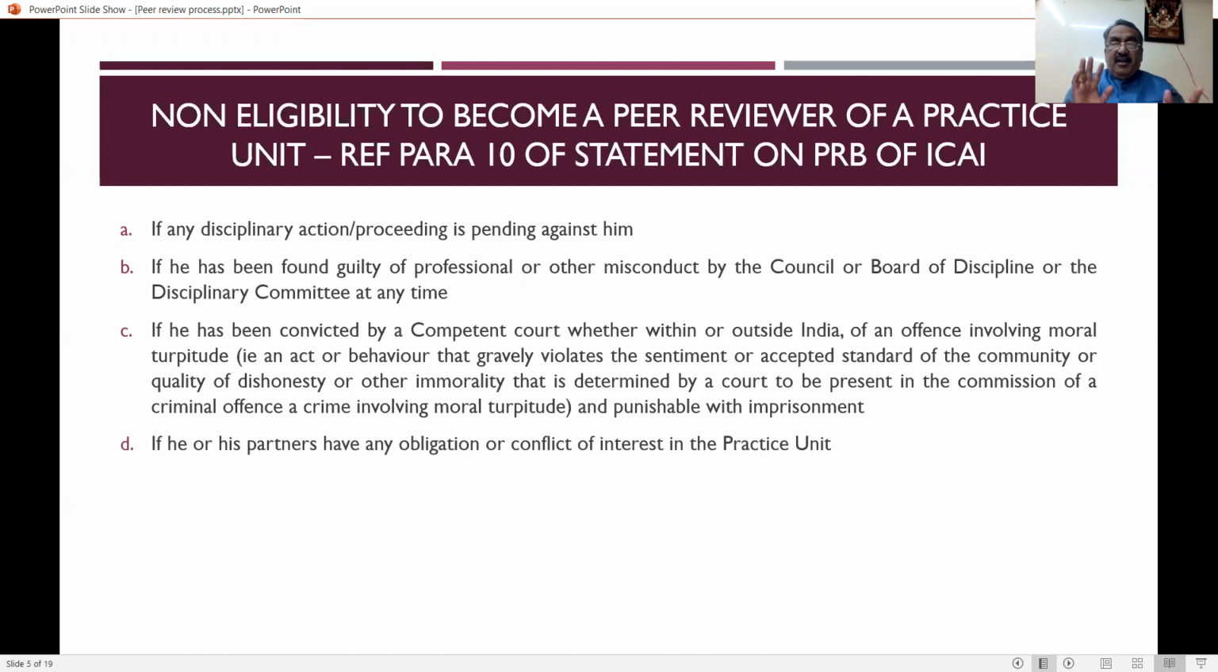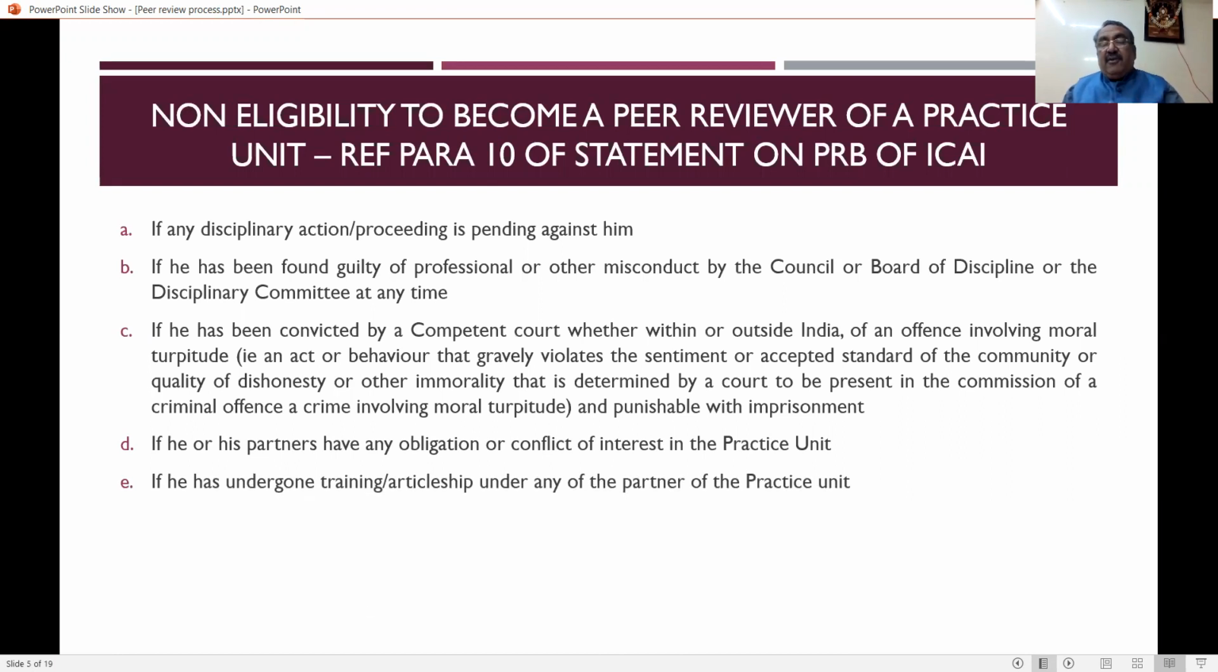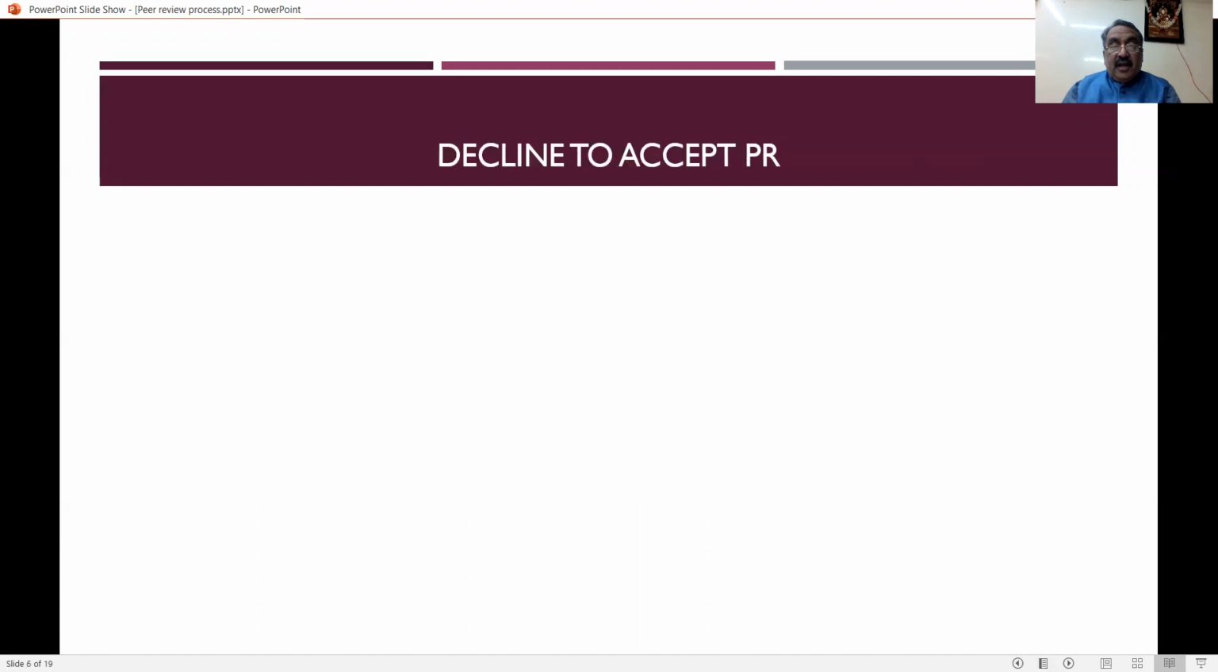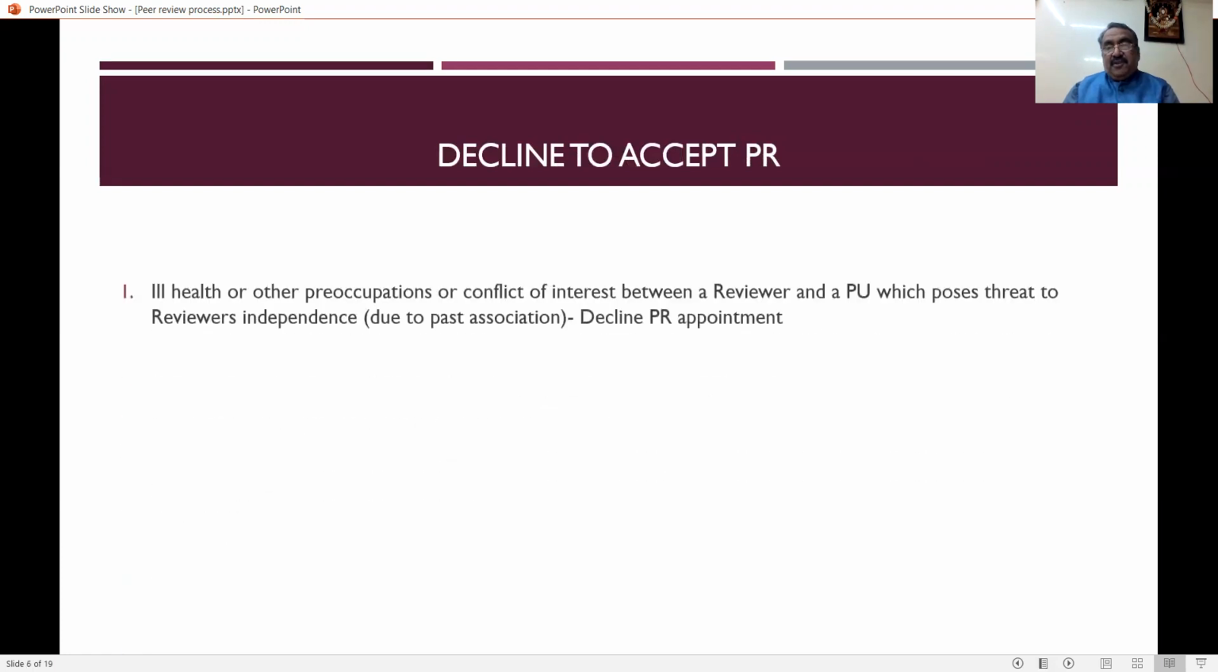And if any of the partners of the peer reviewer firm has got any interest in the practice unit, and a practice unit is a firm or individual chartered accountants, then they are not eligible to be appointed as a peer reviewer. And if you are a member of the peer reviewer firm and you are an article clerk of that practice unit, there also you will not be eligible to be appointed as the peer reviewer. And decline to accept peer review.